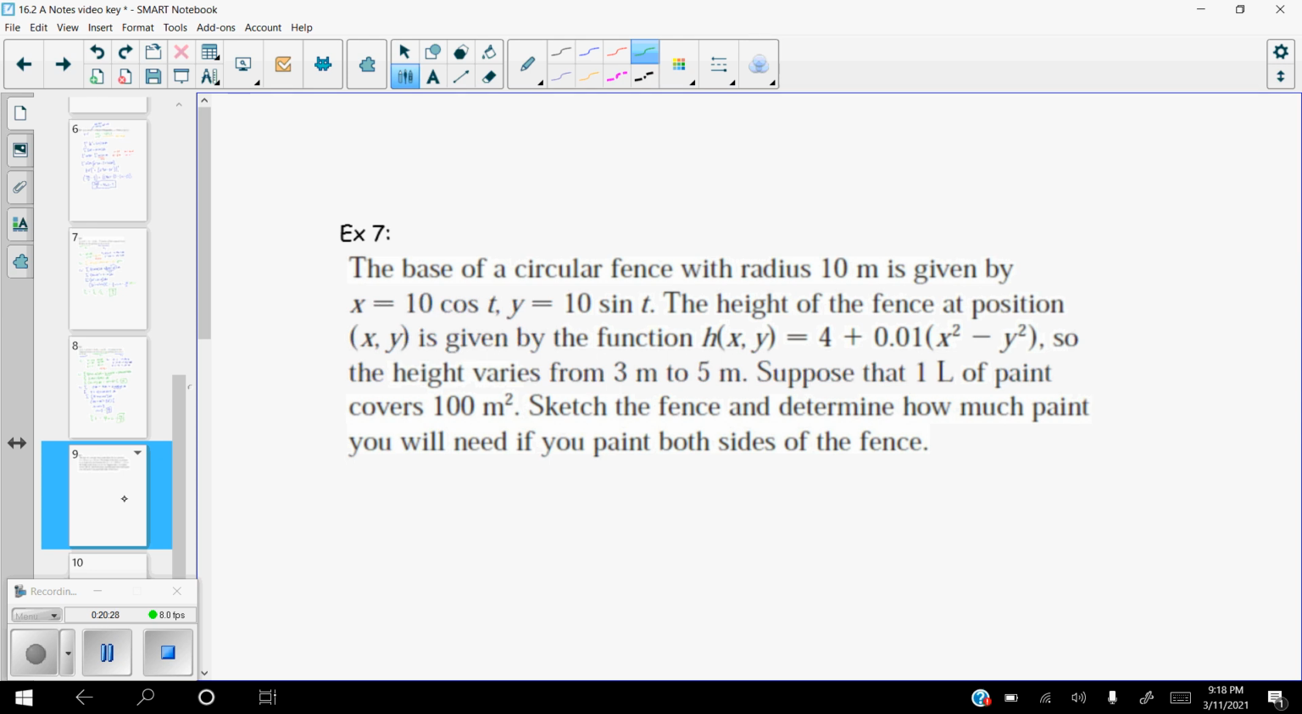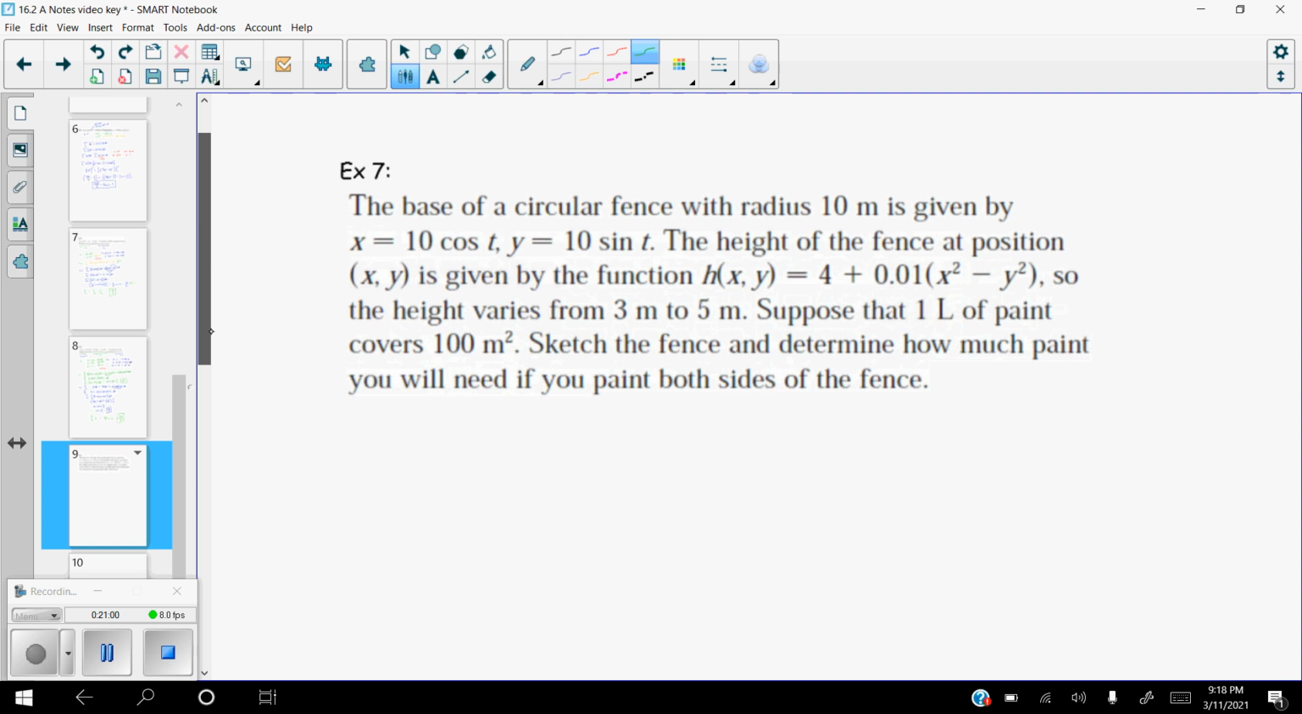The height of the fence at position xy is given by the function h of xy equals 4 plus 0.01 times x squared minus y squared. So the height varies from 3 to 5 meters. It's telling us that. Suppose that it takes 1 liter of paint, which covers 100 meters squared, I guess, of space. Sketch the fence and determine how much paint you will need to paint both sides of the fence.